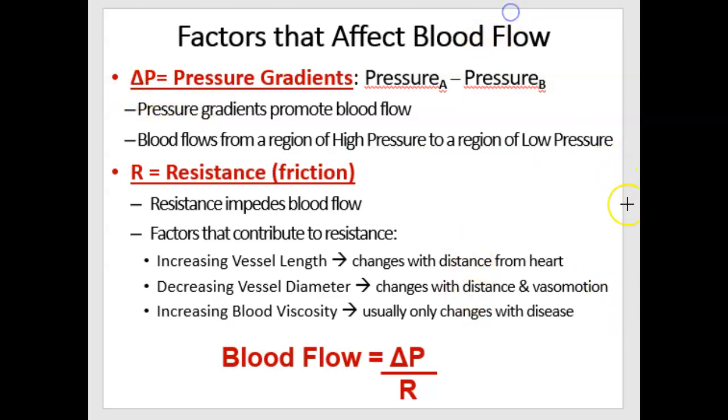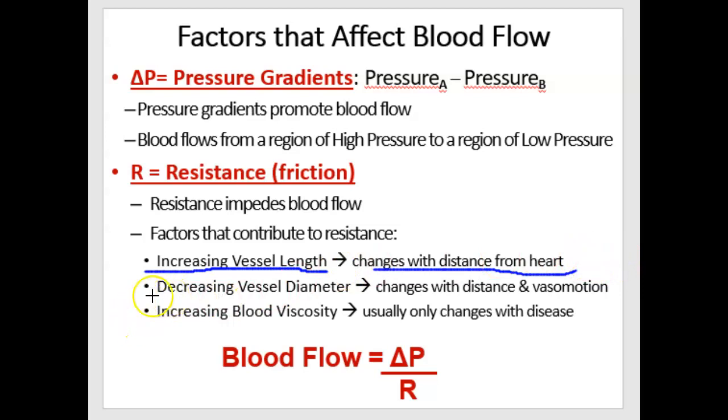Now let's consider resistance. From its definition, any force that opposes blood flow, you already know that the higher the resistance, the less the blood's going to flow. But we also need to understand what causes more or less resistance, or friction, if you will. And there are three factors that contribute to resistance. The first is that increasing vessel length will increase resistance. And this vessel length really just means how far blood is traveling from the heart.